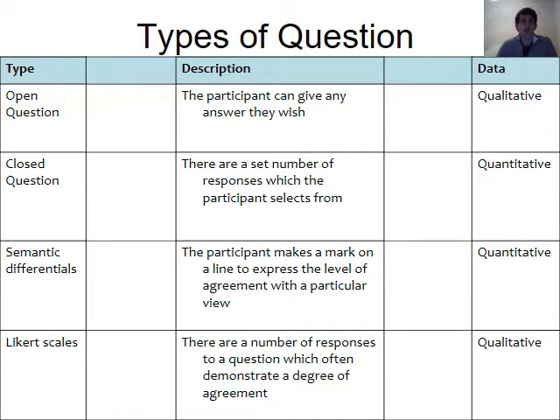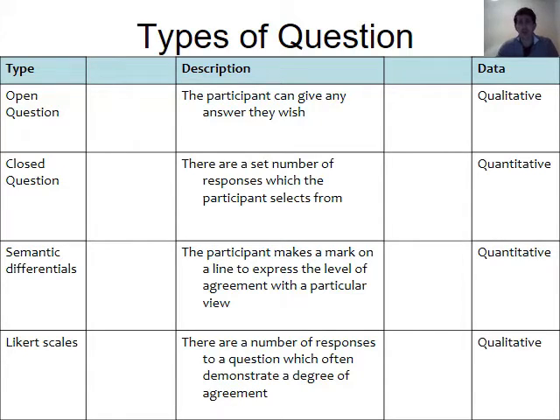We've also got something called semantic differentials. And these are where you get a little line, might be from I agree to don't agree, and you've got to put a little cross somewhere on that line. And what that can give us is some quantitative data.